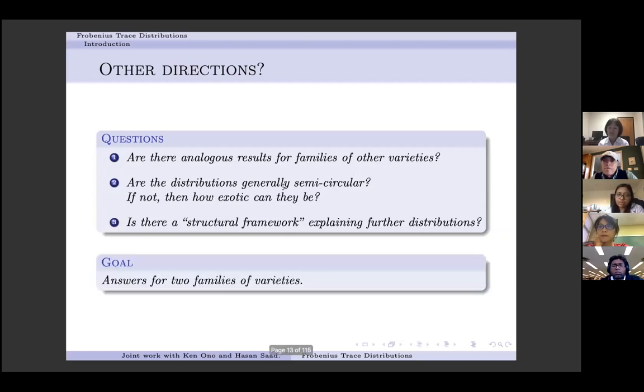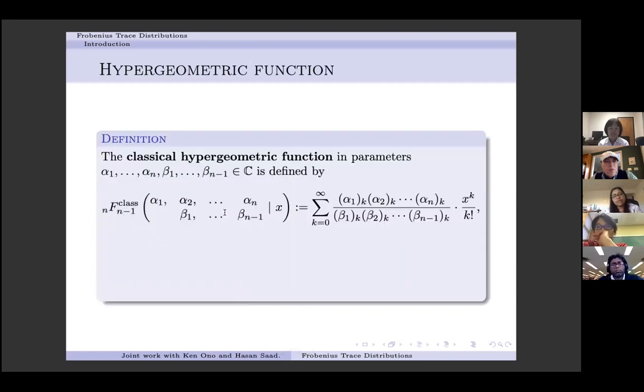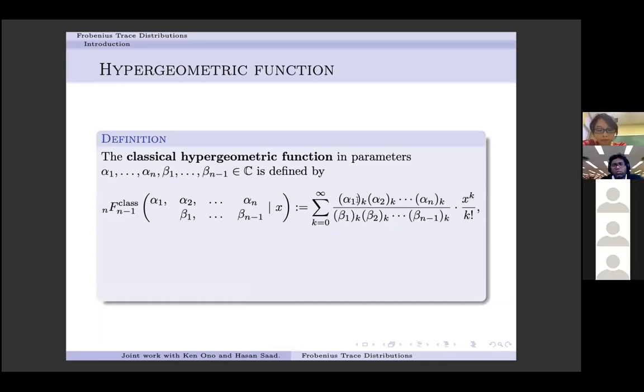In our work, we consider two families of varieties which are associated with hypergeometric functions. Before going to our main results, I'll quickly describe what classical hypergeometric functions are. If alphas and betas are complex numbers, then in these parameters, alphas and betas, the classical hypergeometric function is defined by a formal power series, where the coefficients are ratios of these terms, which are defined as follows.